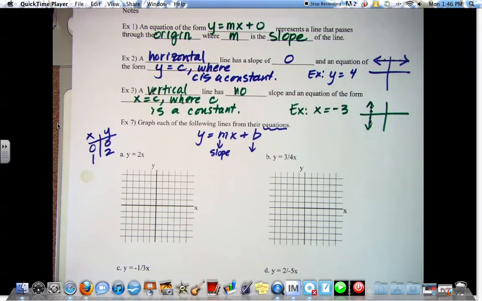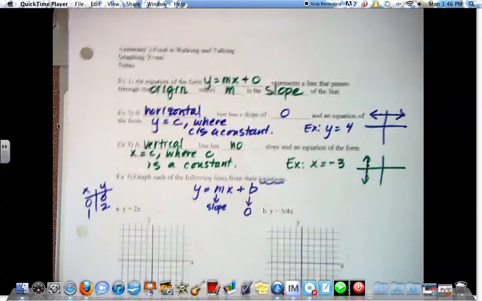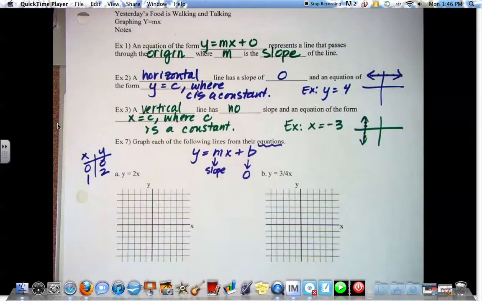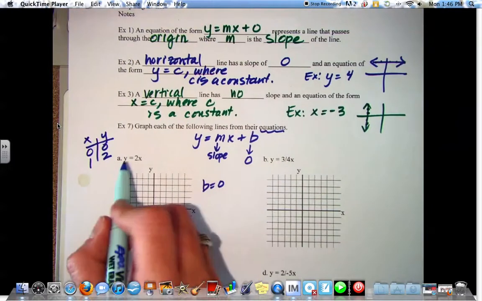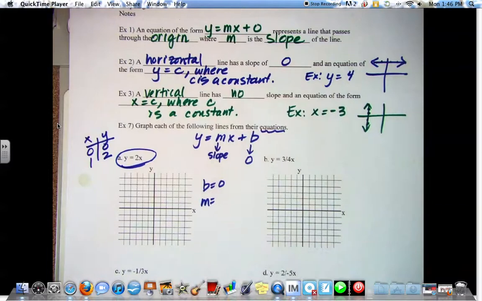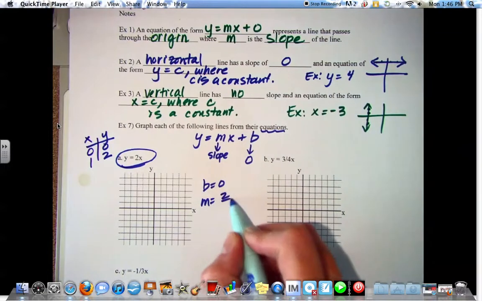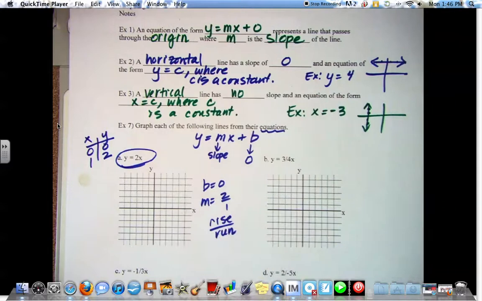And in today's case, it's always going to be 0. So the y-intercept being 0 means we're at what spot? The origin. We're at the origin, always. So the y-intercept is 0 for this particular equation. And our slope, you guys just told me, was 2/1, because we're using the rise over the run today.